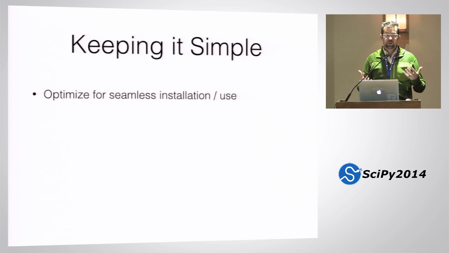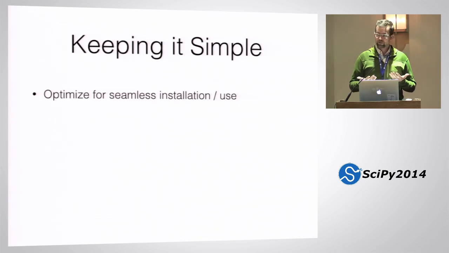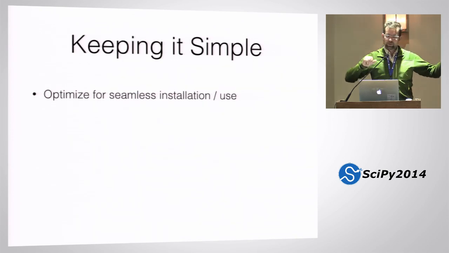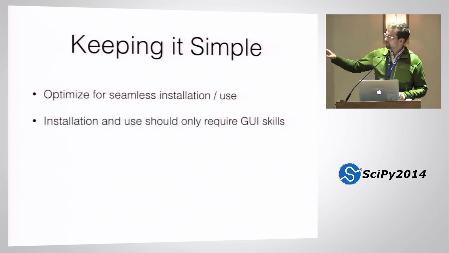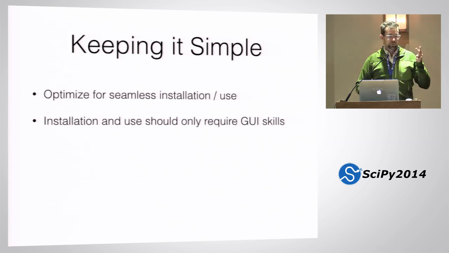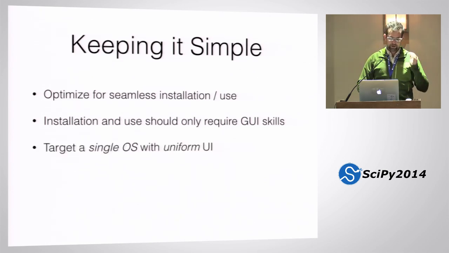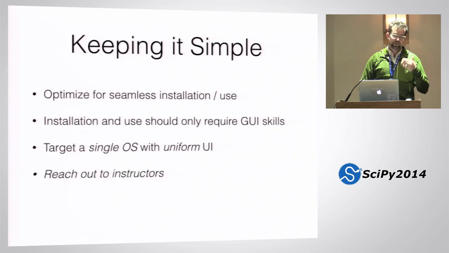Students with Vagrant were like, why are we doing this? This sucks. And now they use it and they're like, wow, thanks so much for making this very nice environment for us. So virtualization can be awesome, it can be terrible. You need to be attentive to your users. We're really sticking to installation as only GUI. It's like install VirtualBox, and then from VirtualBox, install this blob. Done. We target a single OS with a uniform UI, and we're reaching out to instructors now.